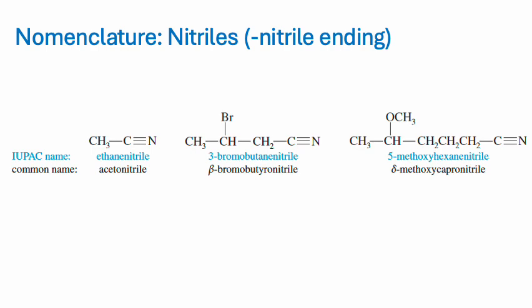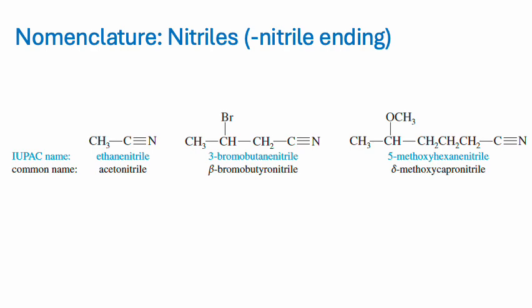All right, let's look at the next one. We've got 1, 2, 3, 4, 5, 6 carbons in a row. Carbon 1 is the nitrile, so that makes 2, 3, 4, 5 has a branch on it, and that branch has a methyl group and an oxygen, so we call that methoxy. So it's 5-methoxy. It's a 6-carbon chain, so 5-methoxyhexane, and that's a nitrile at the end, so 5-methoxyhexane nitrile.